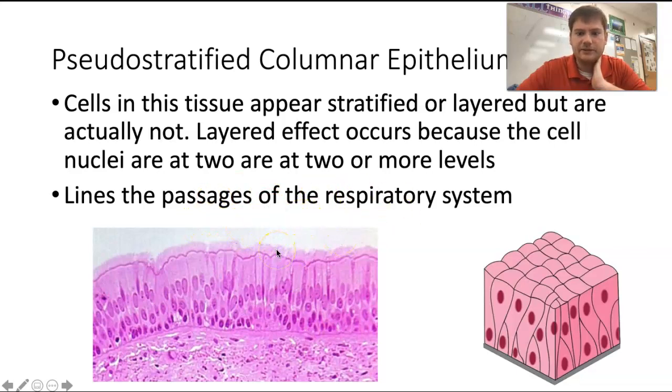These line the passages of the respiratory system, and a lot of times there are also some goblet cells, which we'll talk about, interspersed in these. But here you can really see the cilia. You can see this little pink membrane on top. Those are cilia, little hair-like projections, and you can see that well in this picture. The tissue goes from about here to here. Below here is still connective tissue, okay?